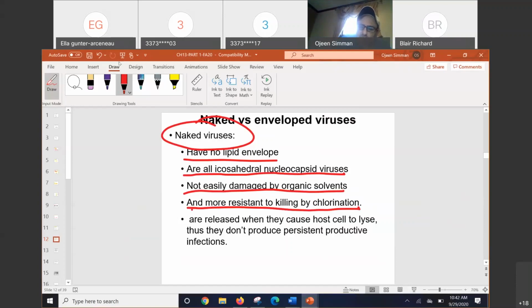When a naked virus is released from a host cell, it causes that host cell to lyse, meaning that it kills that host cell. This is very important. It kills that host cell immediately. Because it kills the host cell immediately, naked viruses tend to cause only acute viral infections, and they do not produce persistent productive infections.